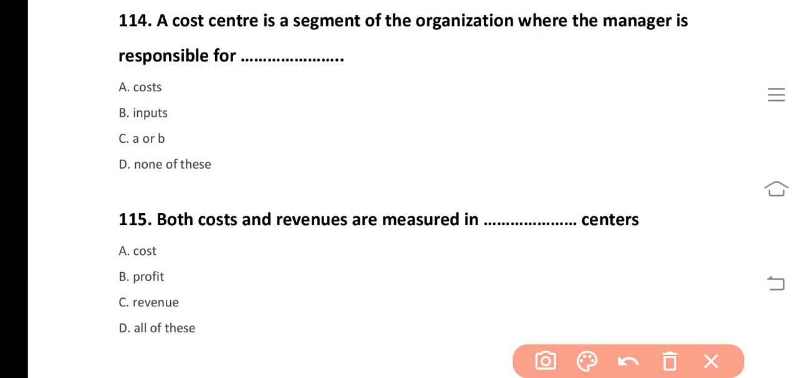MCQs number 114. A cost center is a segment of the organization where the manager is responsible for: A, costs, B, inputs, C, A and B, none of these. So correct option is option C, A and B. A cost center is a segment of the organization where the manager is responsible for costs and inputs. So option C is correct option.